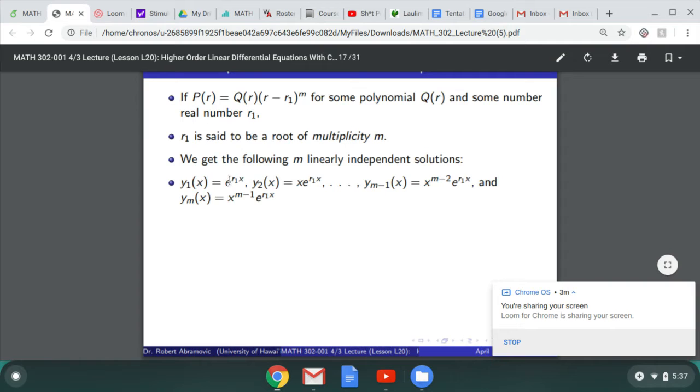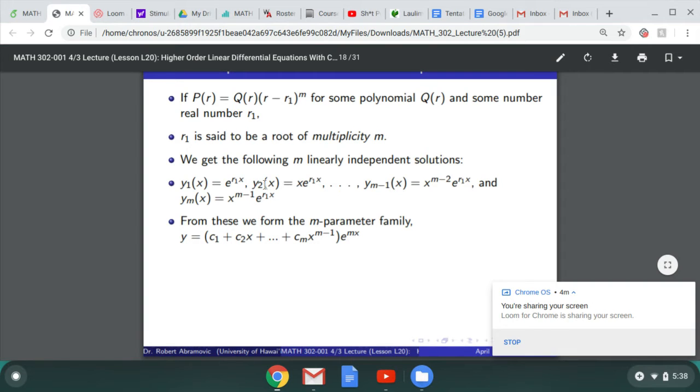e to the r1x, so we've seen that before, right? If r1 is a root of the characteristic polynomial, e to the r1x is also going to be a solution. Now, for the other solutions, just keep multiplying this e to the r1x by higher and higher powers of x until you hit m minus 1. You're not going to get all the way to m, you're only going to get to m minus 1. For example, if m was 2, we saw that before, you get e to the r1x and x times e to the r1x. If m was 3, you'd get e to the r1x, x times e to the r1x, and x squared times e to the r1x.